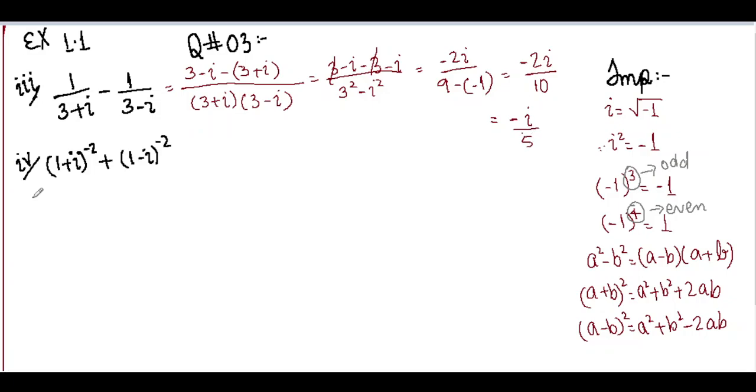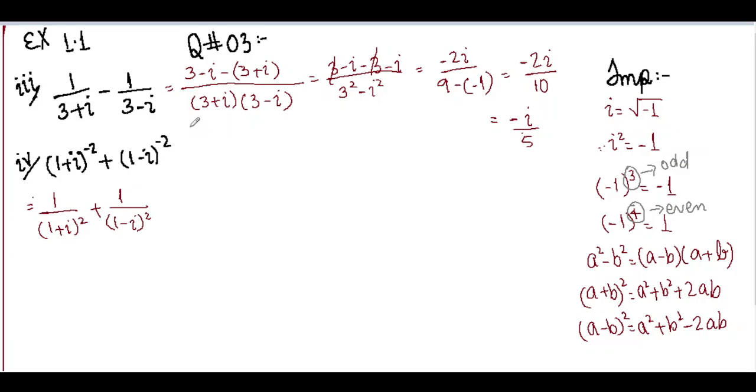This is your answer. Now we are going to move towards the next part number 4, which says 1 plus iota whole raised to the power minus 2 and 1 minus iota whole raised to the power minus 2. So first of all, we are going to change this negative sign into positive. How do we do it? By changing its position. If it's in the numerator, we change it into the denominator, and if it's in the denominator, we bring it towards the numerator. So it becomes 1 by 1 plus iota whole square plus 1 by 1 minus iota whole square.